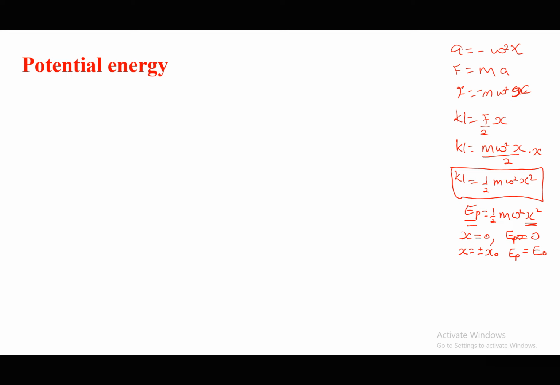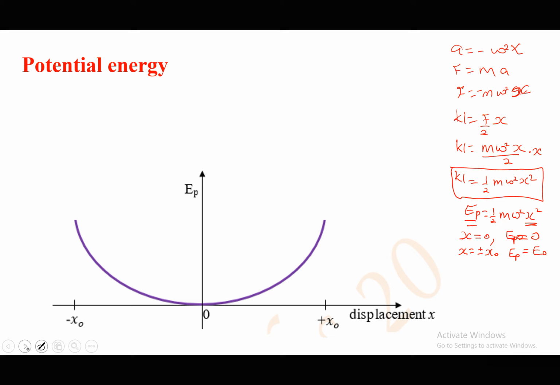So when we sketch the graph, remember energy is a scalar quantity. Therefore we don't need the negative part of energy, but displacement is a vector quantity, so we need both positive and negative. When we sketch the graph, we come up with a graph which looks like this. When x equals 0, potential energy is 0, because potential energy is a half m omega squared x squared. And when x is negative x naught, potential energy is maximum. Where this curve stops corresponds to E naught, the maximum energy.